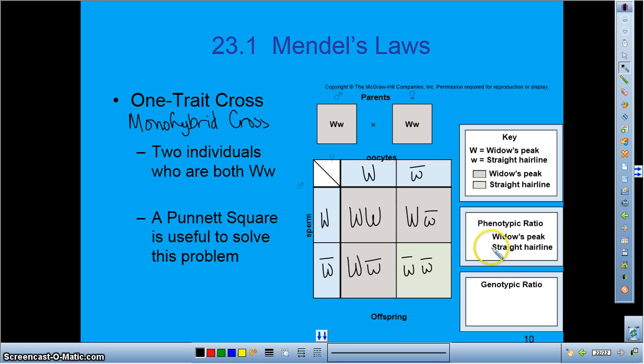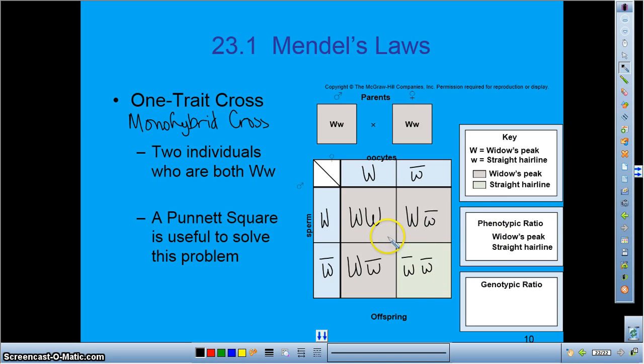Let's look at the phenotypic ratio to start with. This individual has at least one copy of the dominant gene. So this person will have a widow's peak, as will this individual and this individual, because there's at least one copy of the dominant gene. This one, however, has no copy of the dominant gene, so it's going to be homozygous recessive and have a straight hairline.